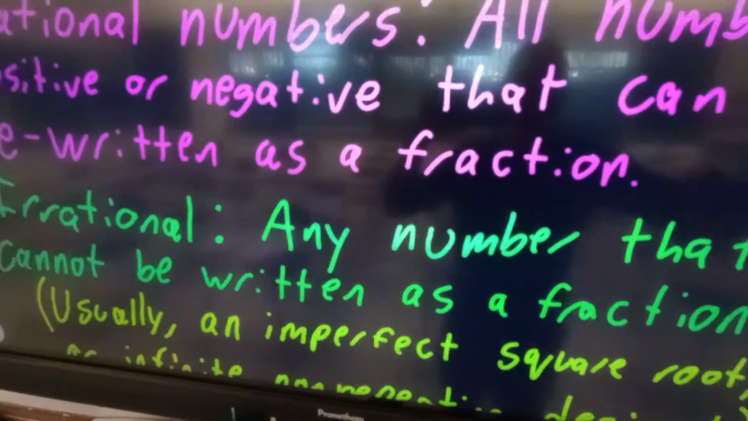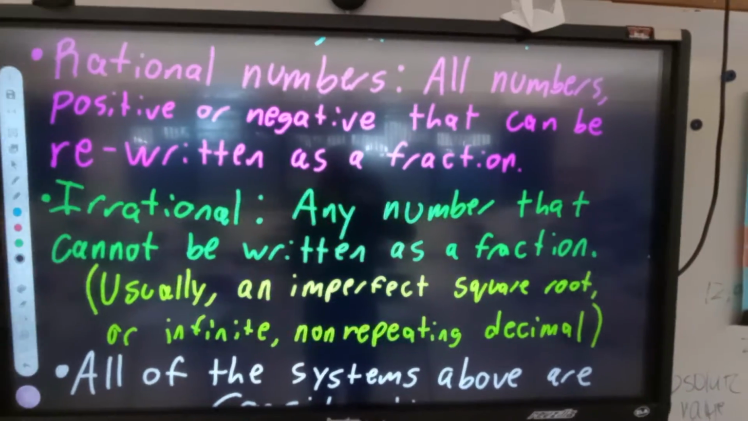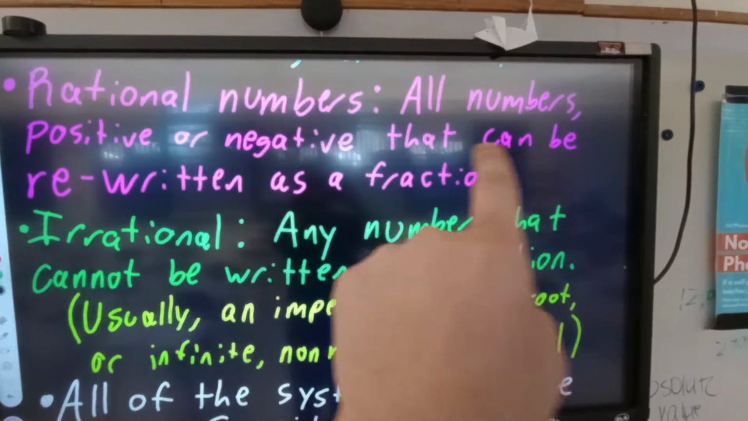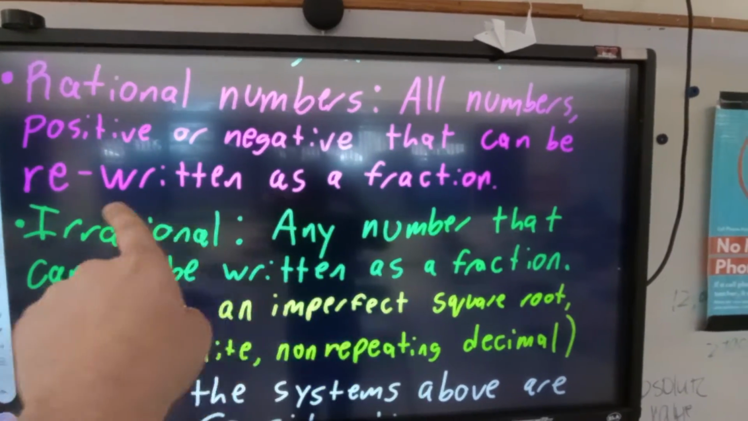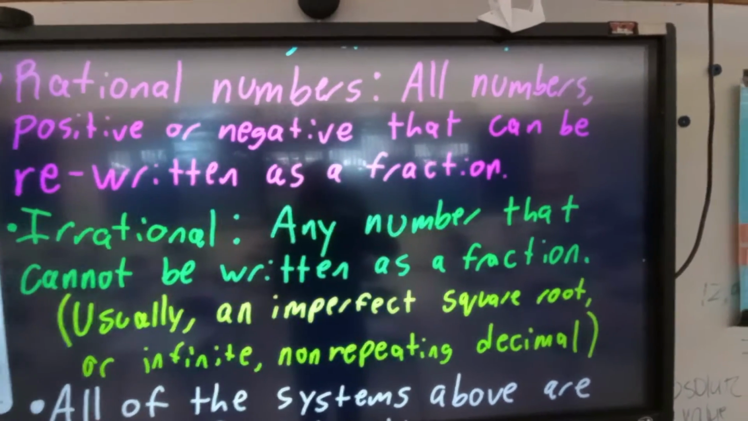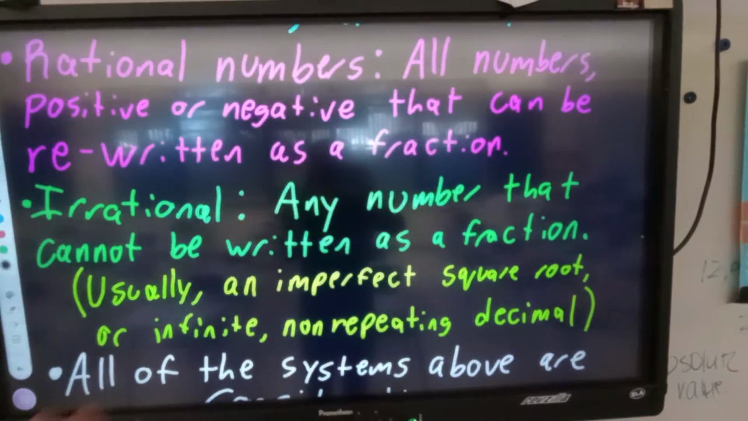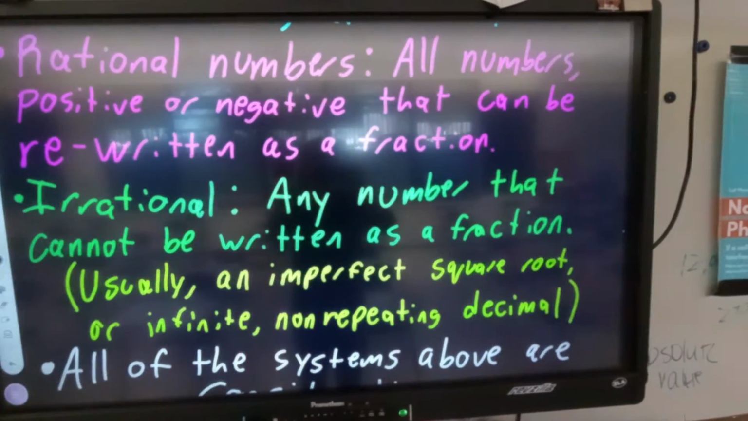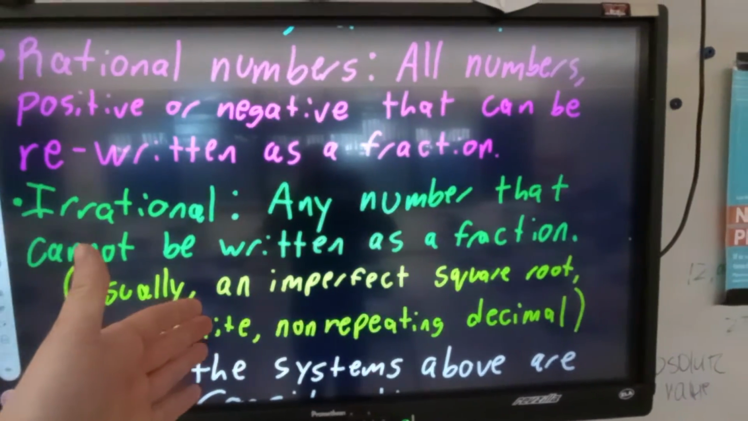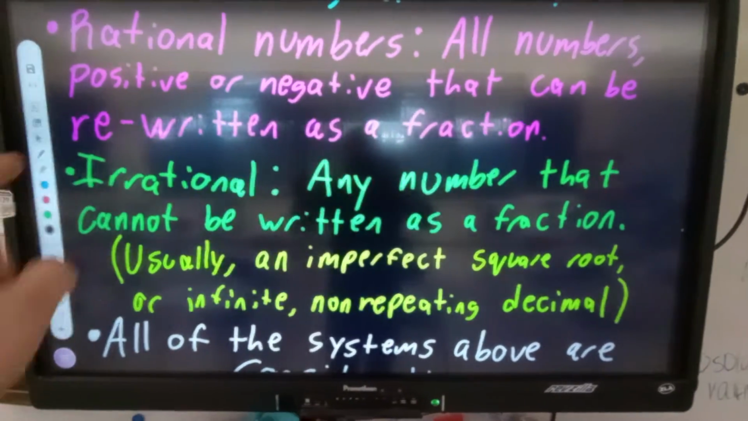There is more. After that, we took notes on what a rational number is. A rational number, these are all numbers, positive or negative, that can be rewritten as a fraction. That last part is the important part. Rational numbers can be converted into fractions. Like, any whole number can be written as a fraction, any decimal can be written as a fraction, as long as it is a terminating decimal, meaning it stops at some point, or if it's a repeating decimal. Otherwise, it would be an irrational number.